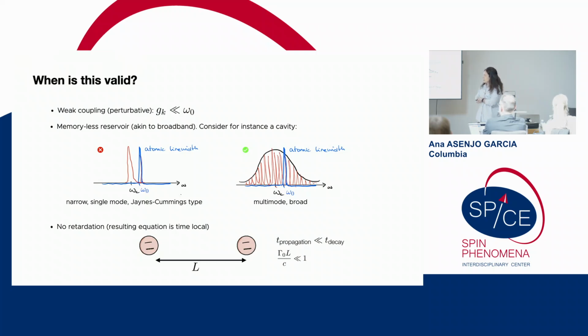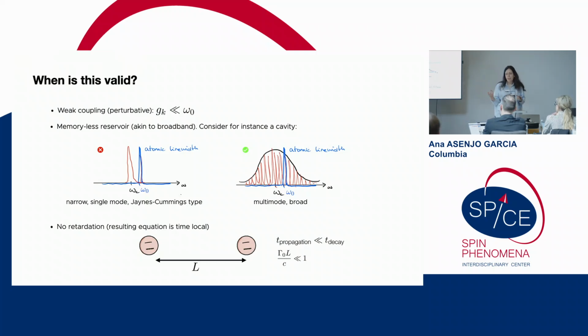People discuss the Markov approximation in the context of time. I prefer to think about it in the context of frequency. So what this is telling you is that Markov approximation works if you have a very broadband reservoir. Imagine that you have an atom in a cavity, and this cavity is a very high Q cavity. So basically, the photons live there for a very long time. This means that it's a very narrow cavity. So we will be in this type of picture. In that case, the cavity cannot be integrated out, and the dynamics that occurs is mostly Hamiltonian and reversible.